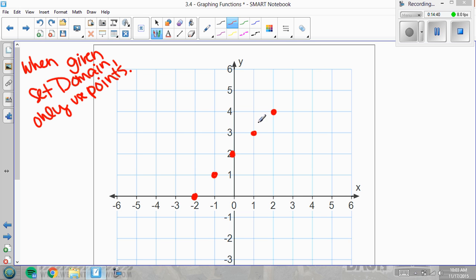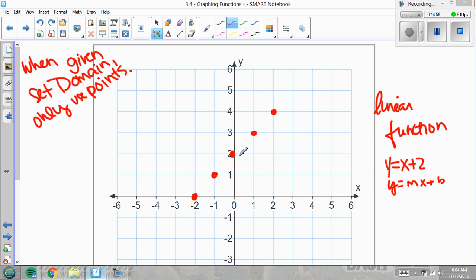And if you notice, if you happen to draw a line through there, this would be a linear function. And remember, it was x, y equals x plus 2, which looks like y equals mx plus b. So again, when you're given a set domain, you only want the points. So let's look at another one.